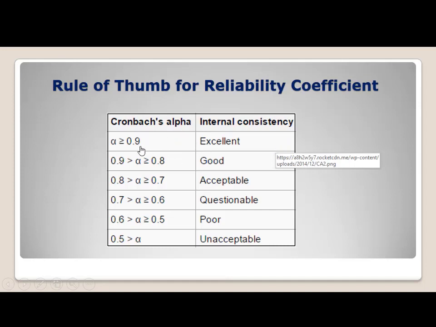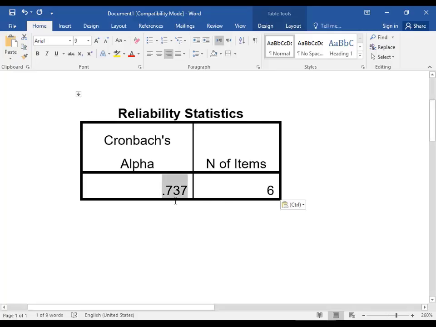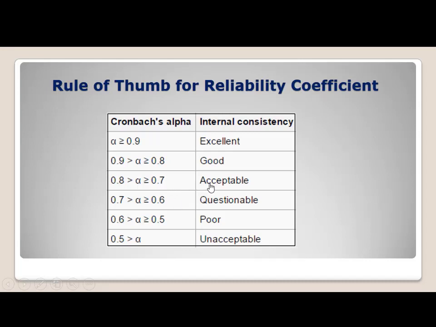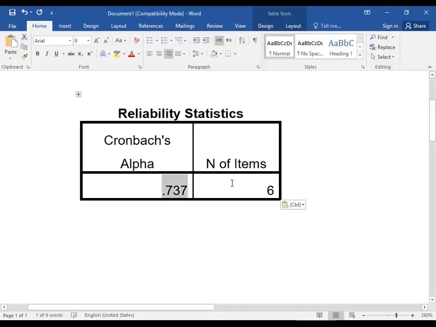Cronbach alpha value, if greater than or equal to 0.9, is considered excellent internal consistency reliability, and a value between 0.8 and 0.9 is good, very good, and 0.7 to 0.8 is acceptable, 0.6 to 0.7 is questionable, and below 0.6 is not recommended, may have a problem, reliability issues. So based on this value 0.737, we can safely assume that it is acceptable.